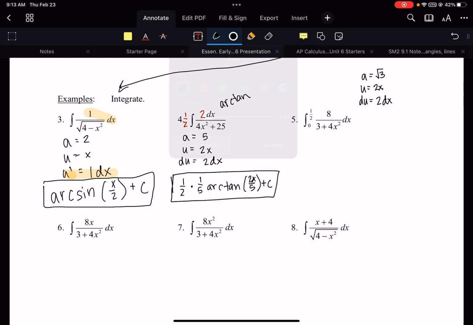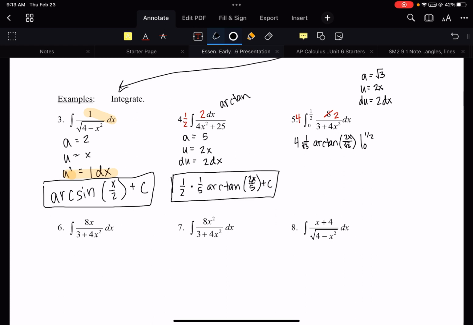So I'm going to go ahead and split up this 8 right here so I can see the 2 dx and throw the 4 in front. So the 4 times the 2 would create the 8, but I'm splitting them up. Okay, now I am ready to integrate this. So I have 4 times 1 over a times the arctangent of u over a. And I'm integrating from 0 to 1/2.